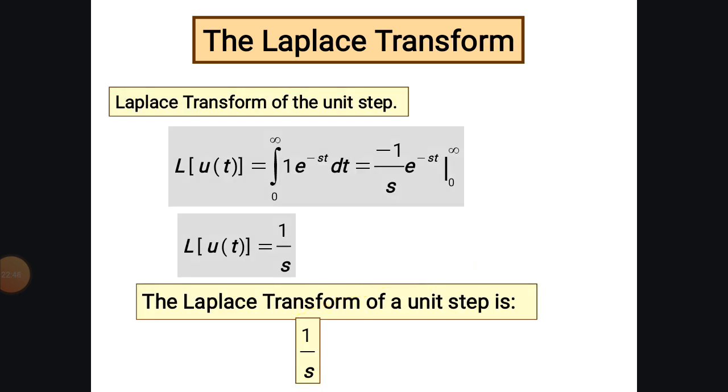Okay, then the Laplace transform of the unit step function. The unit step function is a function having value 1 from 0 to infinity, right? So Laplace of u of t, it is denoted by u of t and the value is 1. So it is integration 0 to infinity e raised to minus st u of t dt, but the value of u of t is 1. So substituting 1 and solving the integration, we get the Laplace of the unit step function as 1 upon s. So finally we have concluded that the Laplace transform of the unit step is 1 upon s.